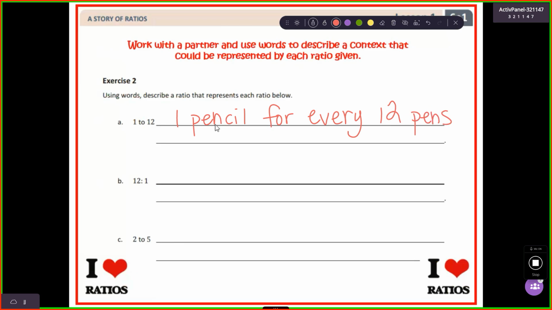Do we have to make this story complicated? This is a relationship story. This is a ratio story. Do we have to tell a whole long drawn out story? No, I just want 1 pencil for every 12 pens. For every represents a colon, represents a fraction bar. Okay? Now, thinking about that for every, earlier there was another scenario that I starred.